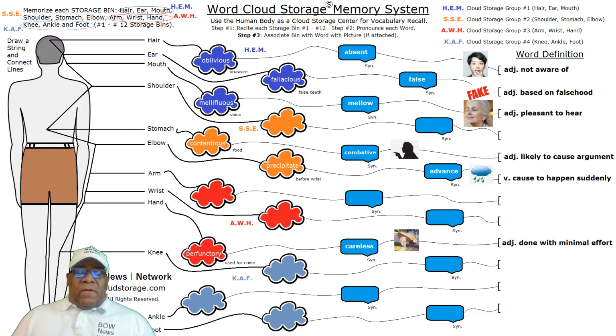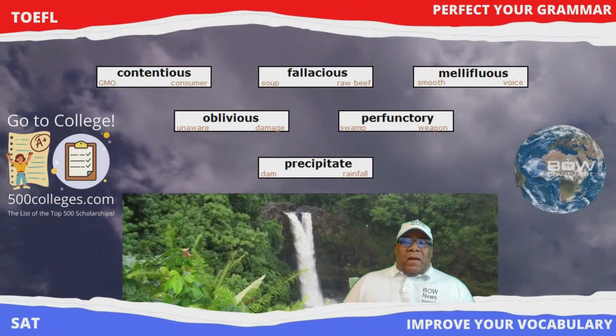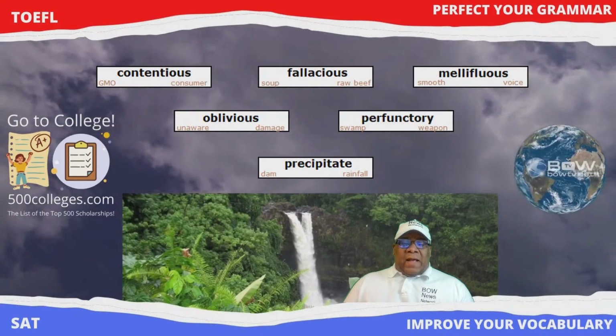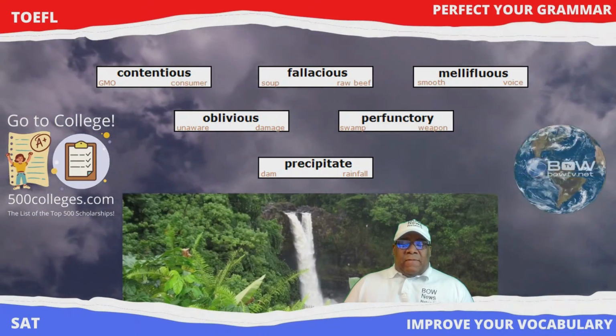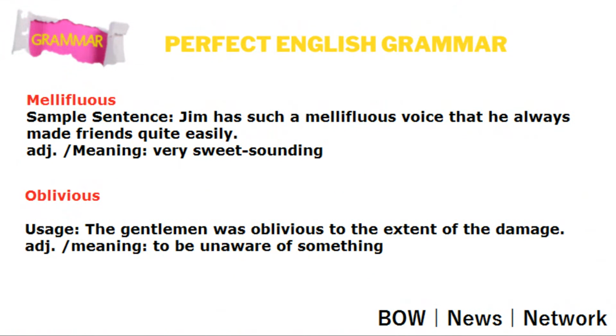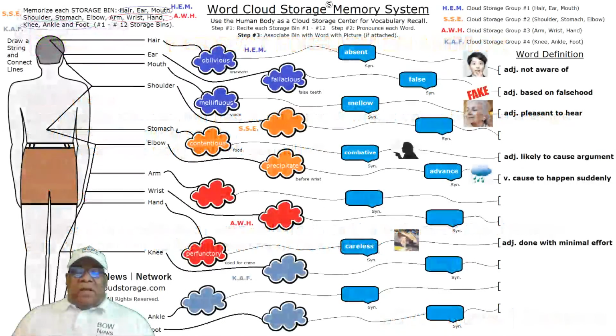And then we have our next word, which is going to be mellifluous, and that has to do with the definition. Let's take a look at it. Jim has such a mellifluous voice that he always made friends quite easily. Adjective meaning very sweet sounding or pleasant sounding. If we see here from our word cloud storage, we see that it's one of the words in the blue group, and it means mellow or pleasant to hear.